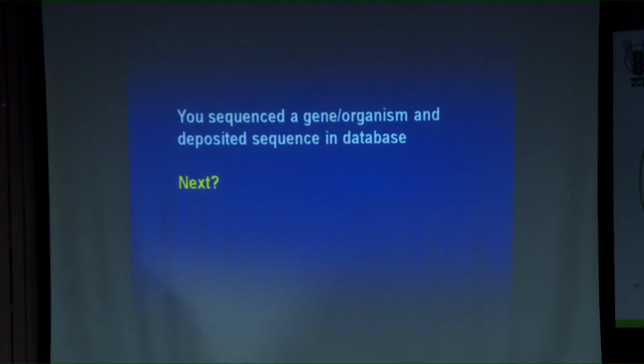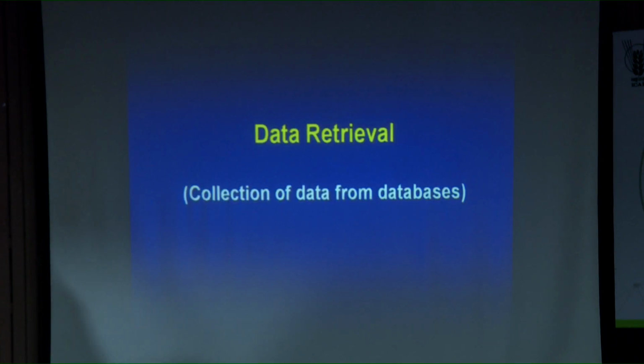Next. So, you sequence a genome or gene of an organism and you want to deposit it in the database. After that, what do you have to do next? The first thing is that you need to analyze the sequence, and for that you need to get other sequences from the database. If you have your own sequence but want to analyze it, you need to compare it with other sequences that are already deposited in those sequence databases. You want to take out those sequences, and the terminology used for that is called data retrieval. It is the collection of data from the database.